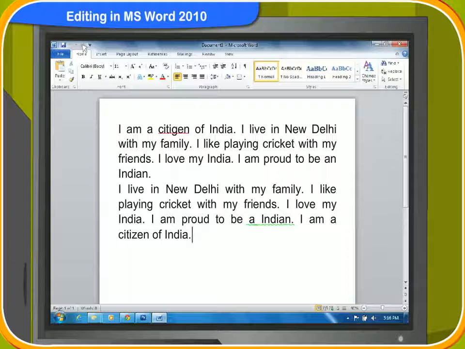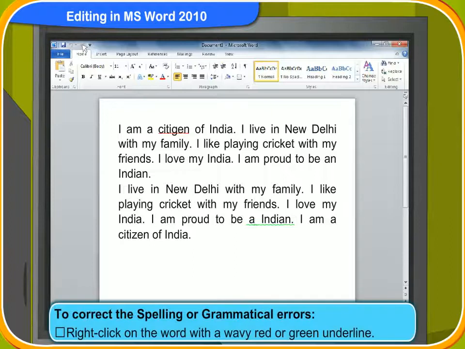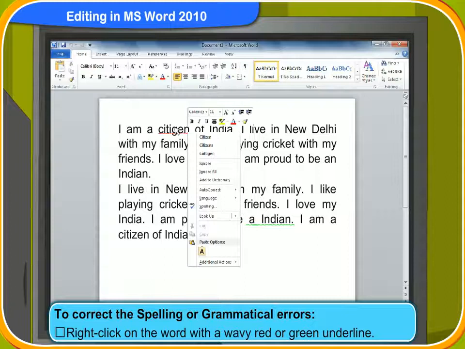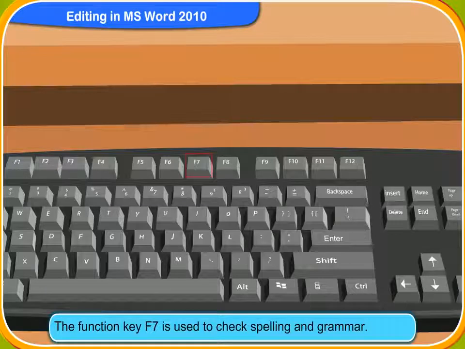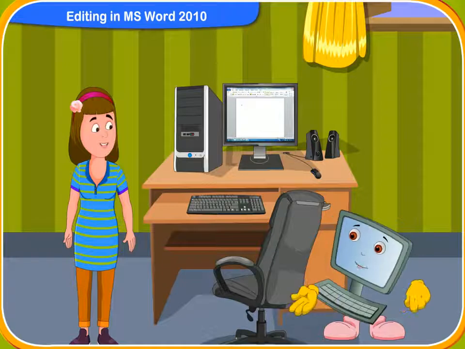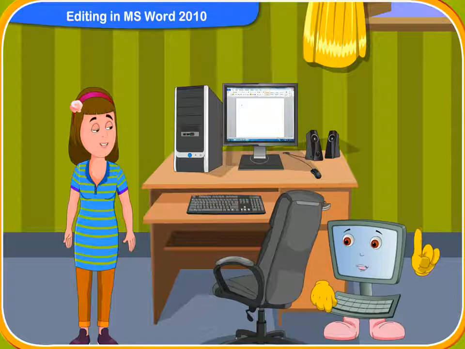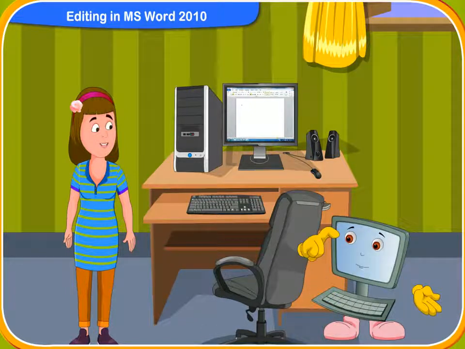How can we correct misspelled words or grammatical mistakes in MS Word? To correct the spelling or grammatical errors, right-click on the word with a wavy red or green underline and then select the alternative word or the spelling you want. The function key F7 is used to check spelling and grammar. Spelling and grammar can also be checked all at once. To do this, you need to keep the automatic spelling and grammar check on.